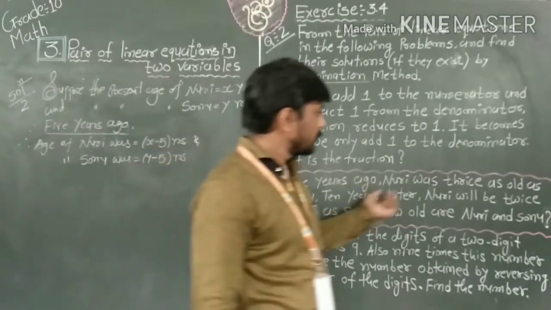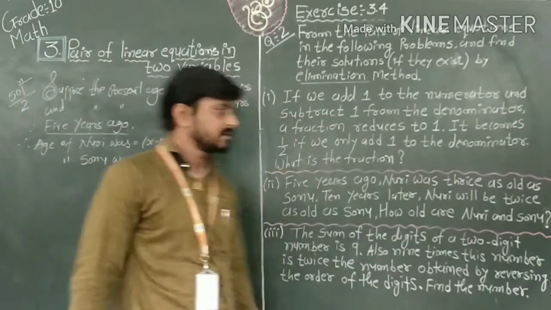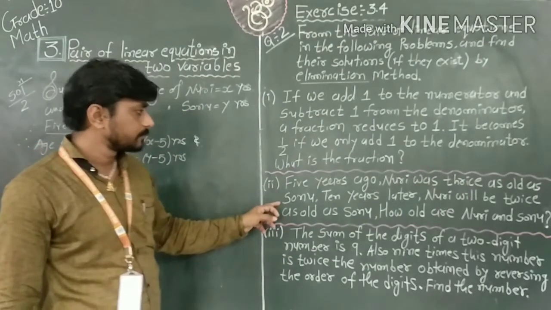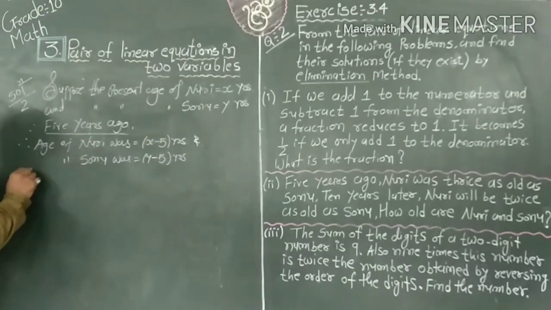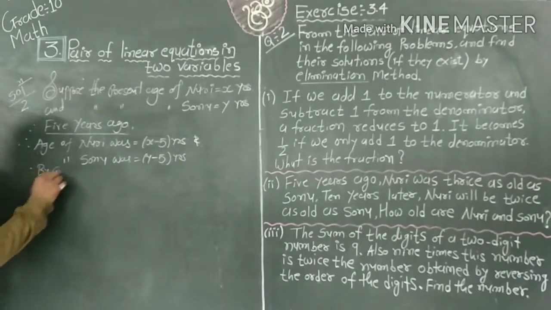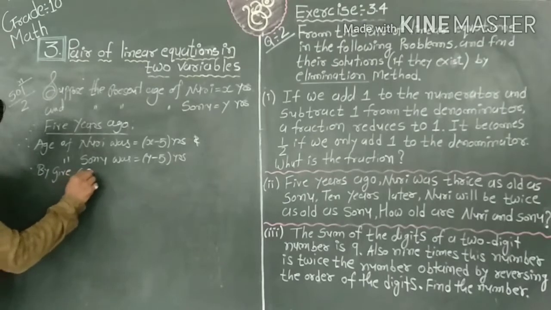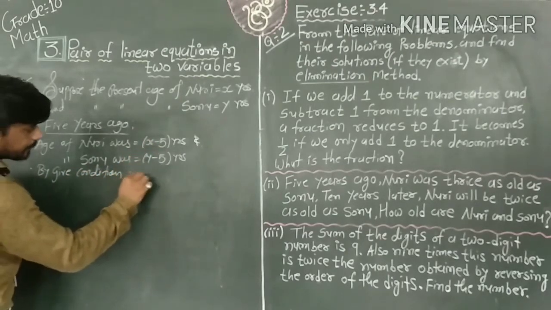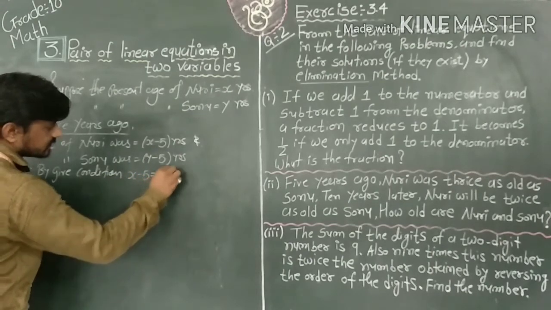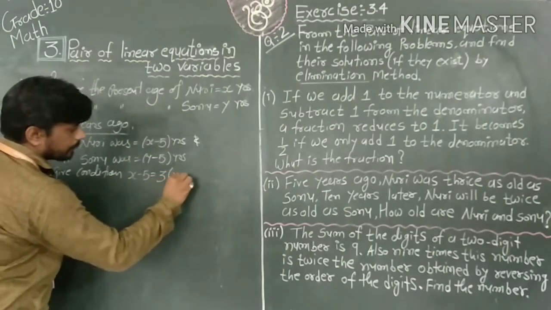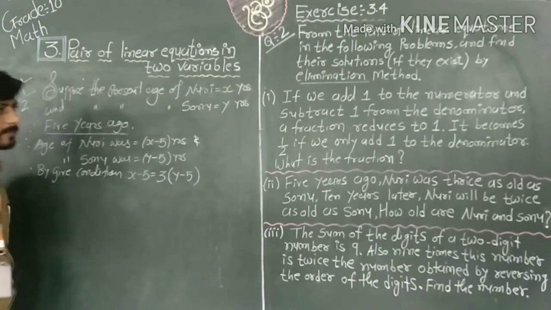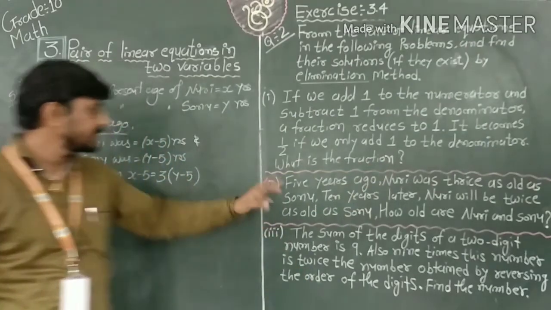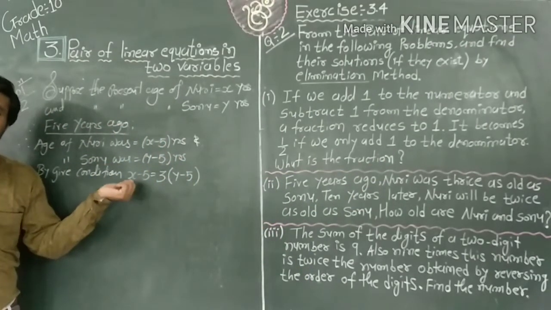Now what happened? 5 years ago, Nuri was thrice as old as Sonu. That means by the given condition, Nuri is thrice to Sonu. This is our equation number 1. Again I read, Nuri was thrice as old as Sonu.